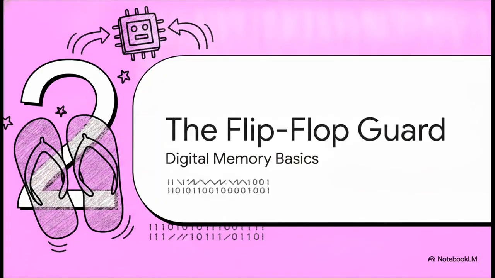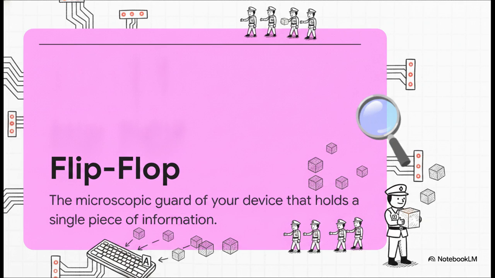Which brings us to Section 2, meet the flip-flop guard. Okay, let's dive into this. In the world of digital electronics, this absolute game changer of a memory component is officially called a flip-flop. But for our journey today, I want you to picture this flip-flop not as some boring piece of silicon, but as a tiny, highly disciplined guard. This microscopic guard's entire existence, their one and only job inside your device, is to literally stand at attention and hold onto a single piece of information for you. So when you tap that letter A on your keyboard, you're essentially handing a tiny little package of data down into the machine. And it's this guard, the flip-flop, that reaches right out and catches it.